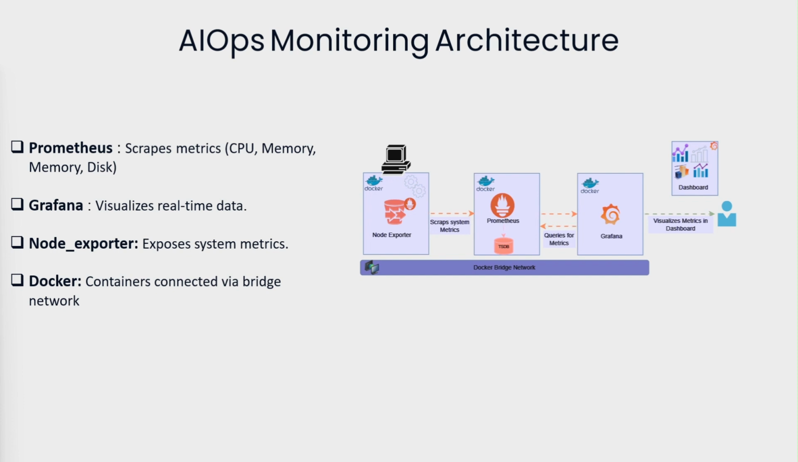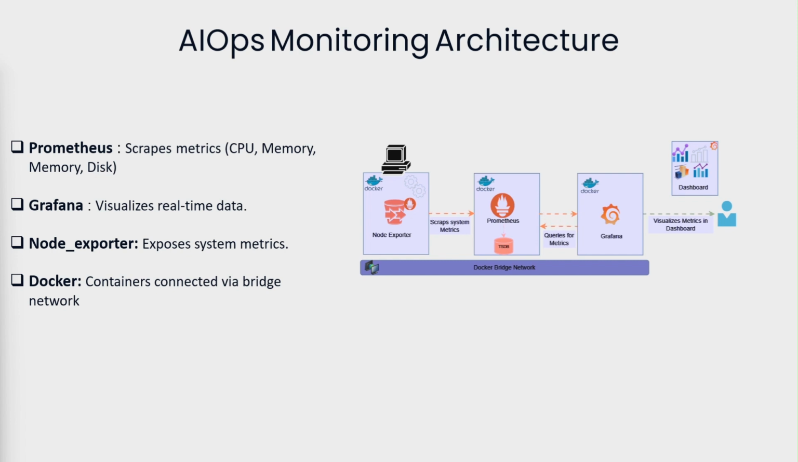Moving over to Grafana. So Grafana is where things get visual. It's querying Prometheus to pull all of that data and display it in beautiful, customizable dashboards, like what you'll see soon. These dashboards give you real-time insights into system performance, making it super easy to spot trends or detect anomalies.